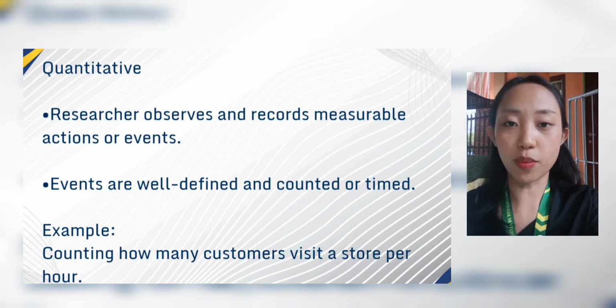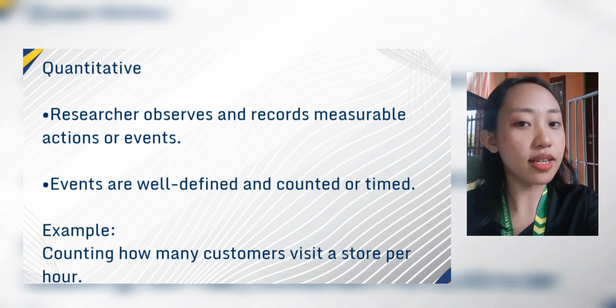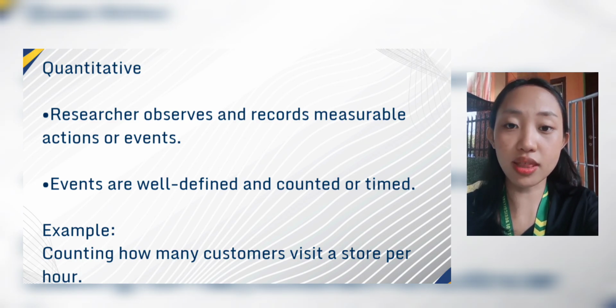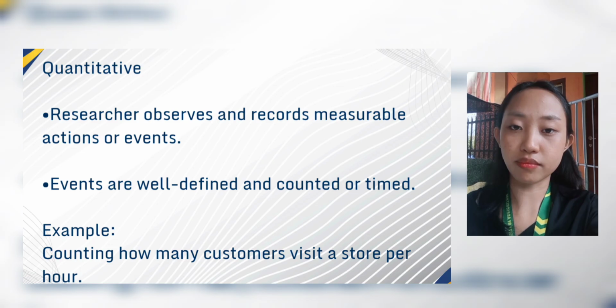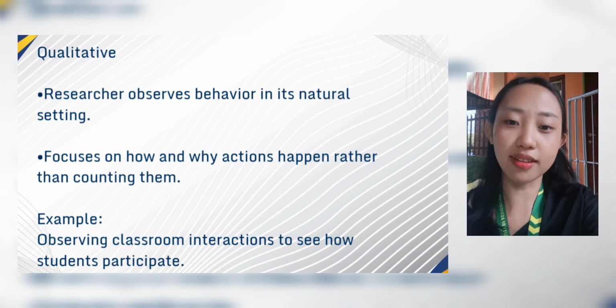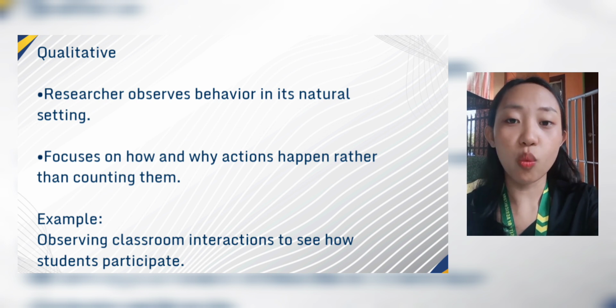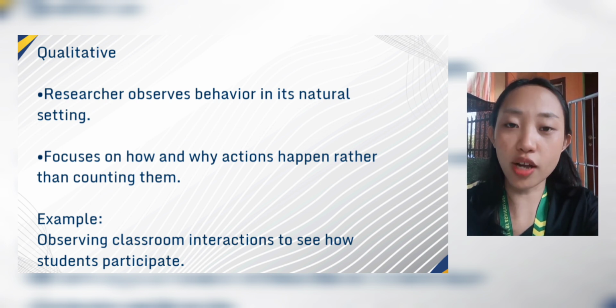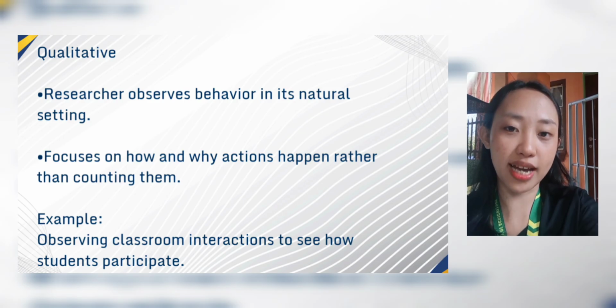For a quantitative observation, it looks like this. It is focused on things that can be measured or counted. For example, counting how many times students raise their hands during class. For a qualitative observation, however, this focuses on patterns and meanings. For example, watching how shy and confident students behave in group tasks.